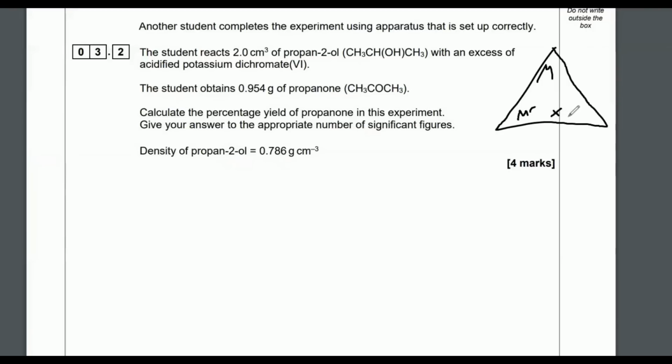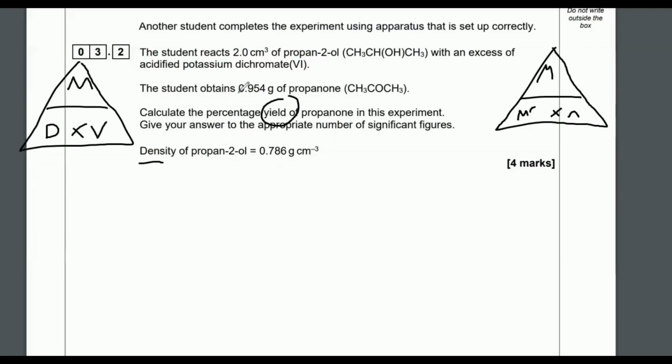What am I doing? The moment I see mass, I want to do mass over MR times moles. And they've given me density. The moment I see density, I want to write out the density equation, which is mass over density times volume. So which one can I start with? What have I been given 2 of? Well, I've been given the density of propan-2-ol and the volume. So straight away, the first thing that I can calculate is the mass of propan-2-ol.